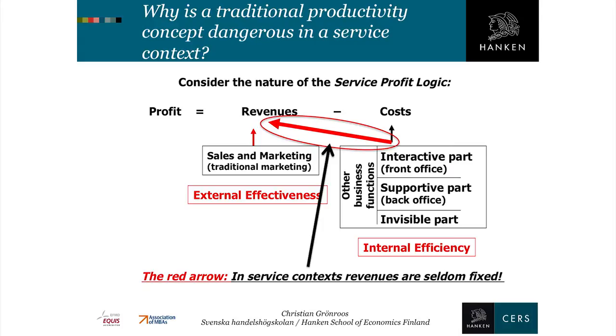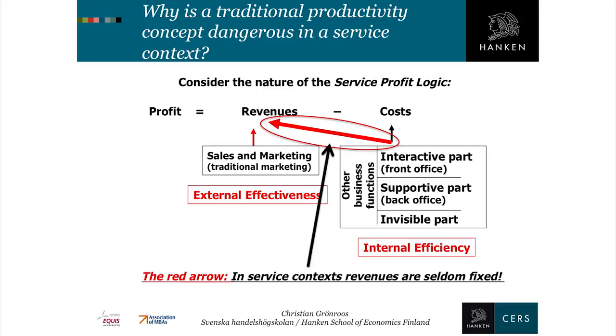Revenues come, yes, from effective sales and marketing, but revenues also come from effective other business functions in the interactive parts where the customer meets the various people, processes and systems of the service provider. And this is supported by a supportive part, what is often called back office operations, which supports the interactive part and the possibility to provide good service quality.